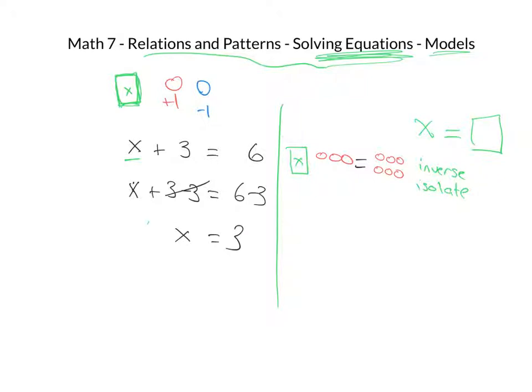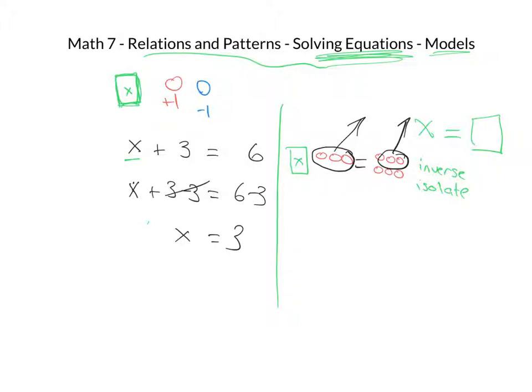Now here's the neat thing. Over in our equation on the picture side, I'm going to take away 3 ones from the left, and to keep my scale balanced, I need to take away 3 ones from the right. I'm allowed to do that as long as I do the same thing to one side of the equal sign as I do to the other.